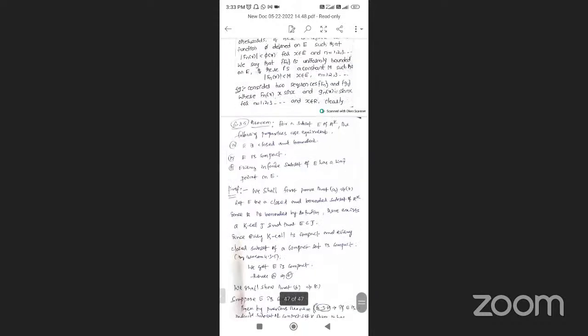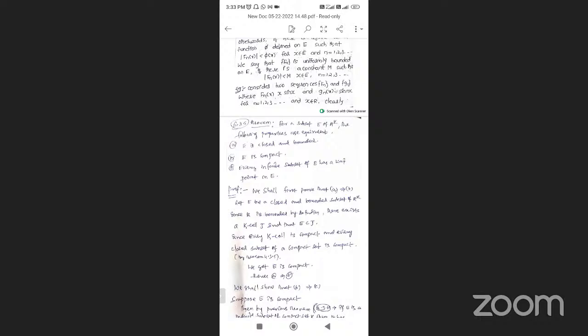Theorem 6.25. For a subset E of R power k, the following properties are equivalent. A: E is closed and bounded. B: E is compact. C: Every infinite subset of E has a limit point in E. So these three are equivalent.